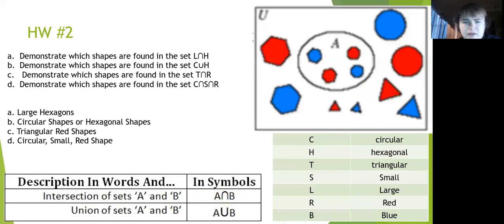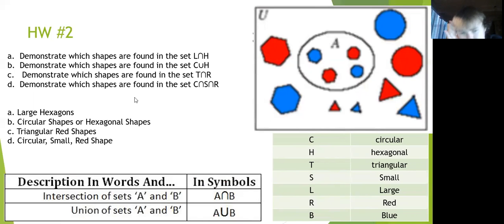Demonstrate which shapes are found in the set C union H. C is circular. Union means we can share the two, and H is hexagonal. So they could be hexagonal shapes or circular shapes. So we have hexagons here, hexagonal shapes, and circular shapes.